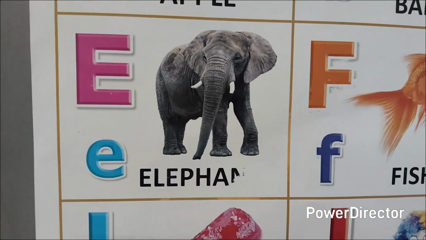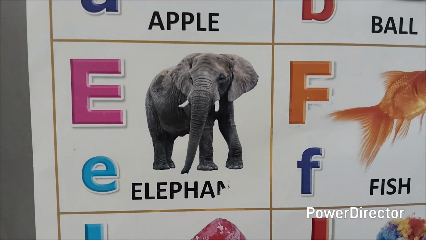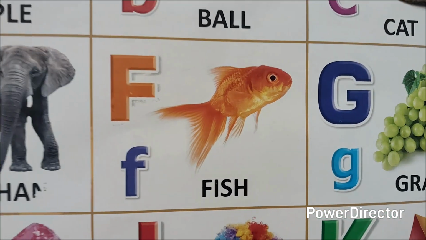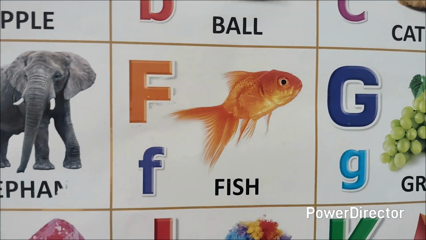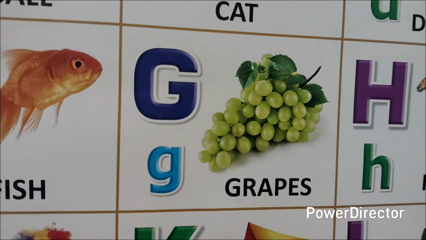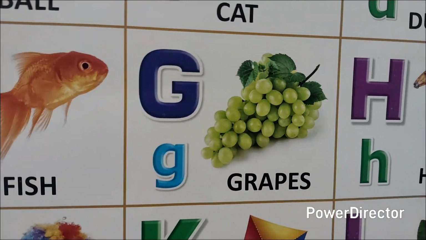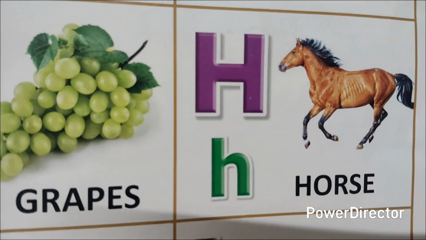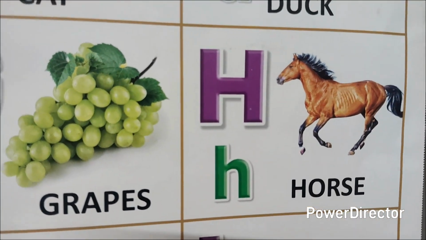E for elephant. F for fish. G for grapes. H for horse.